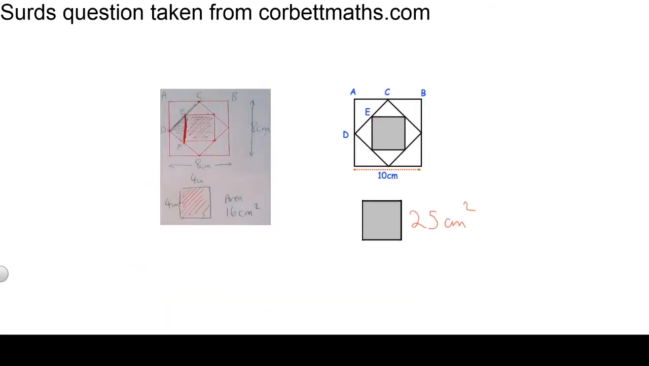Some of you will have probably noticed, if you look at this first on the left hand side, this is 8, and we've established that this is 4 in our calculation. So some of you will say, well, half of 8 is 4. Then you just do 4 times 4 to give the 16. And similarly here, this is 10 centimeters, and we established that this is 5 in our calculations. Half of 10 is 5.